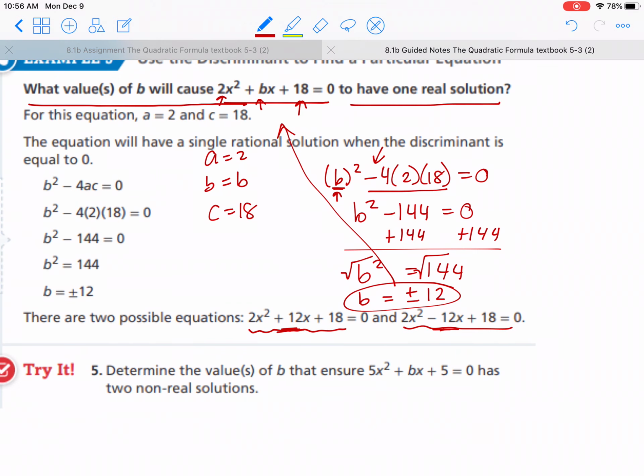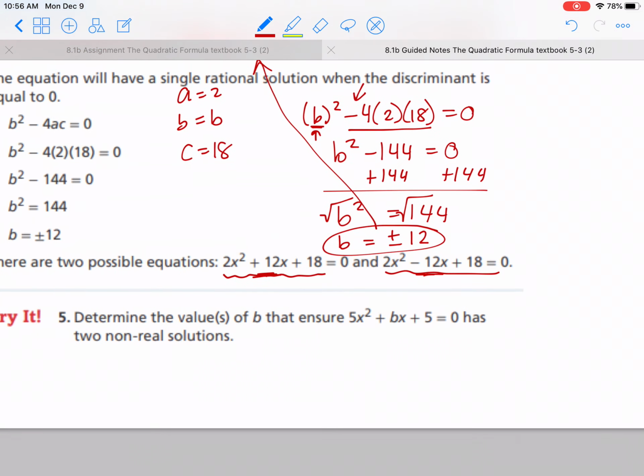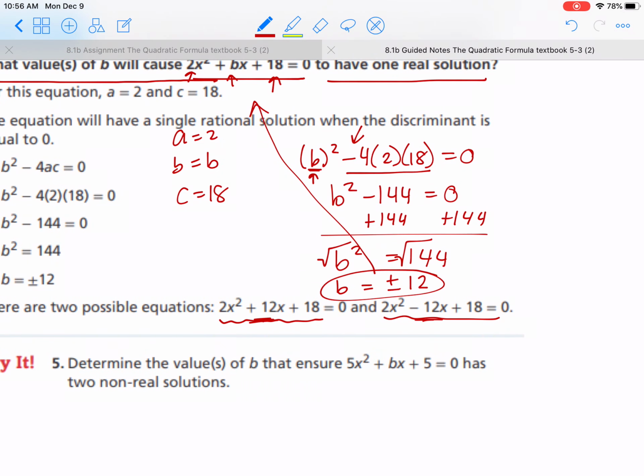Let's try out the try it problem. This says determine the value or values of b that ensure that this has two non-real solutions. If they have non-real solutions, what do we know about its discriminant? It would have to be negative, right? Discriminant would have to be negative to get two non-real solutions.